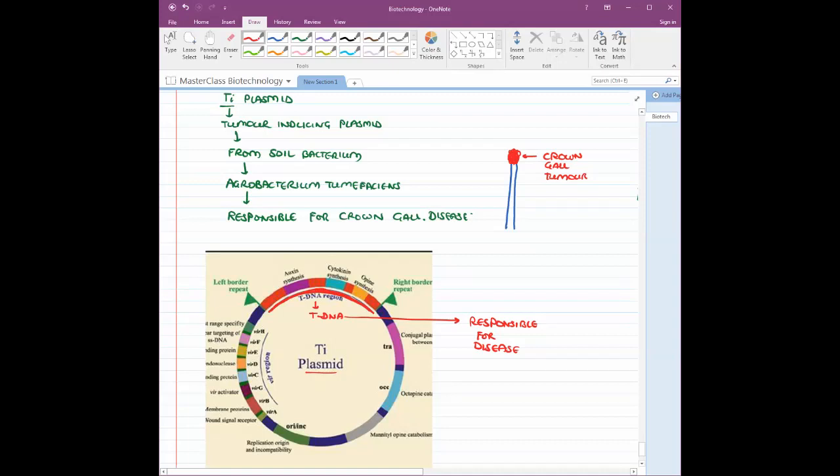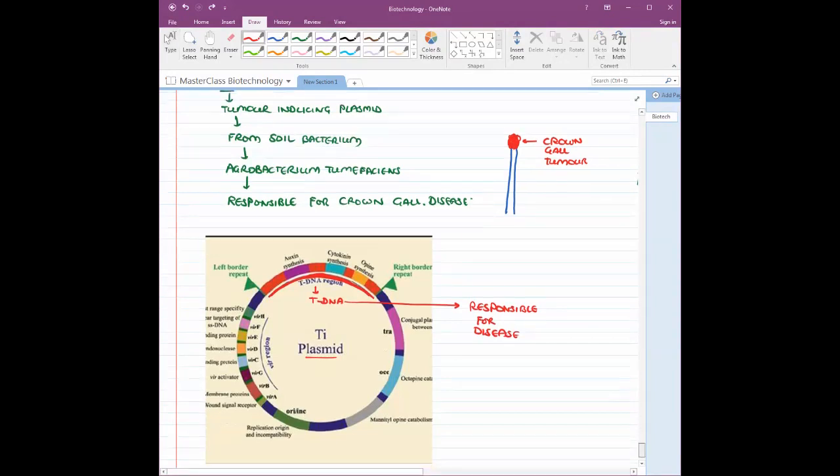And if I break this T-DNA and insert my gene of interest over here, will the plant show crown gall? No, the plant will not. This is only for your understanding. Let's imagine I have taken my gene of interest and put it over here in between. Will the T-DNA be able to express itself? No, it will not, because that entire region is going to be broken down. So will the plant suffer from the disease? No, the plant will not suffer from the disease. And that is why we use this T-DNA.